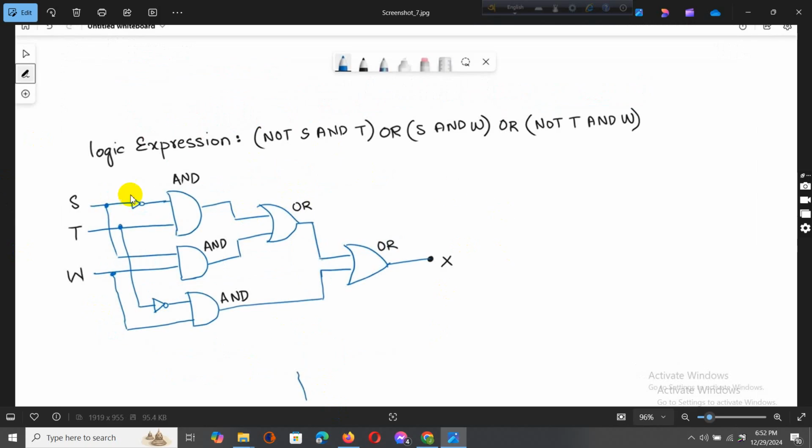So this is our final logic circuit. First we have to join the first two logic expressions with the OR gate. Then the result of the first two expressions will join to the third logic expression with the OR gate. So first we join these logic expressions, then the result of this will join to the third logic expression with the OR gate. So this is our final output.